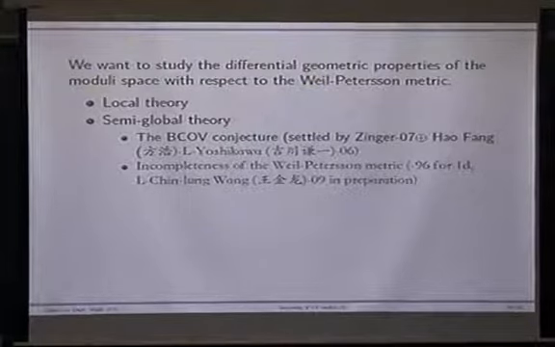And another question in the semi-global theory is, we want to study the incompleteness of the Weil-Petersson metric. For the special Kähler manifold, the problem has completely been solved because it's always incomplete unless it's totally flat. If it's complete, it has to be flat. So that means it's always incomplete. For the general moduli space, it's quite difficult to do the same thing because there's a sign difference. So this is still unsolved, and it's in preparation. Well, I'm working on that.